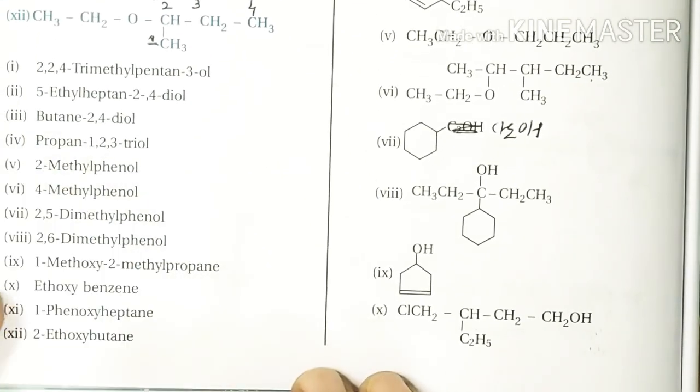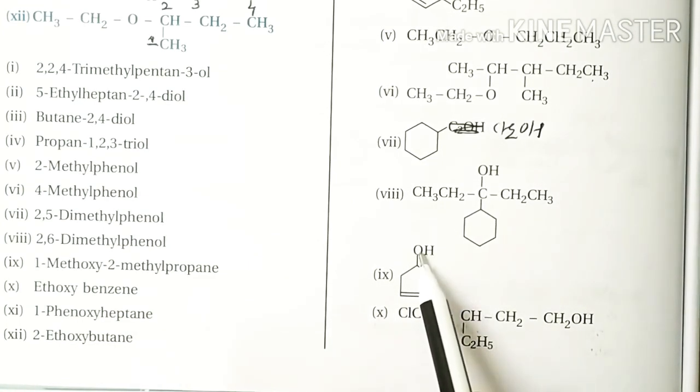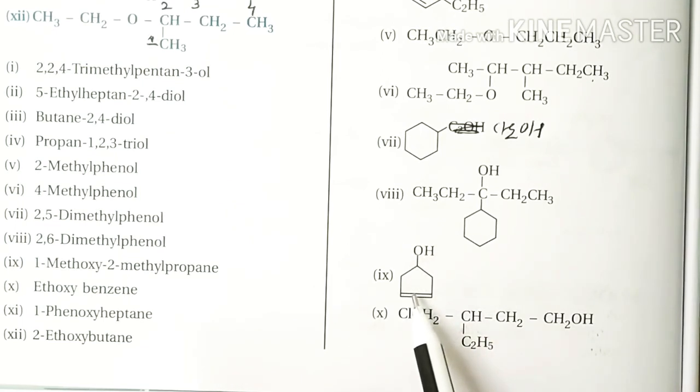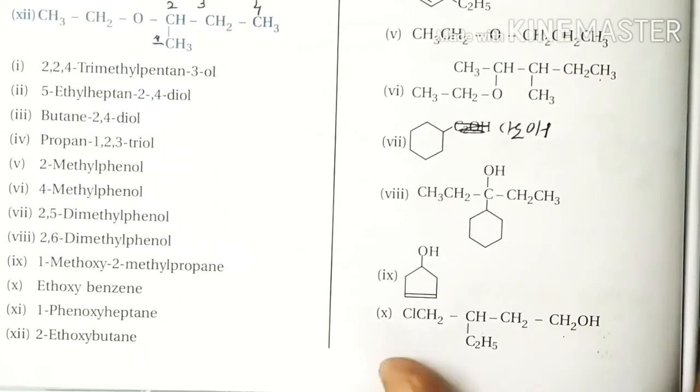Next one, cyclopent-3-yn-1-ol. First we have to draw the cyclopentane with OH at the 1 position, and with reference to this OH position we put a pi bond at 3, so it's a 3-yne. Next one, 4-chloro-3-ethyl-butane-1-ol. First we have to draw the 4 carbons 1, 2, 3, 4, with OH at the first position, and with reference to this OH position, ethyl at the 3 position and 4-chloro, and satisfy the valency. So it's a very easy manner. This is all about 11.1 and 11.2.